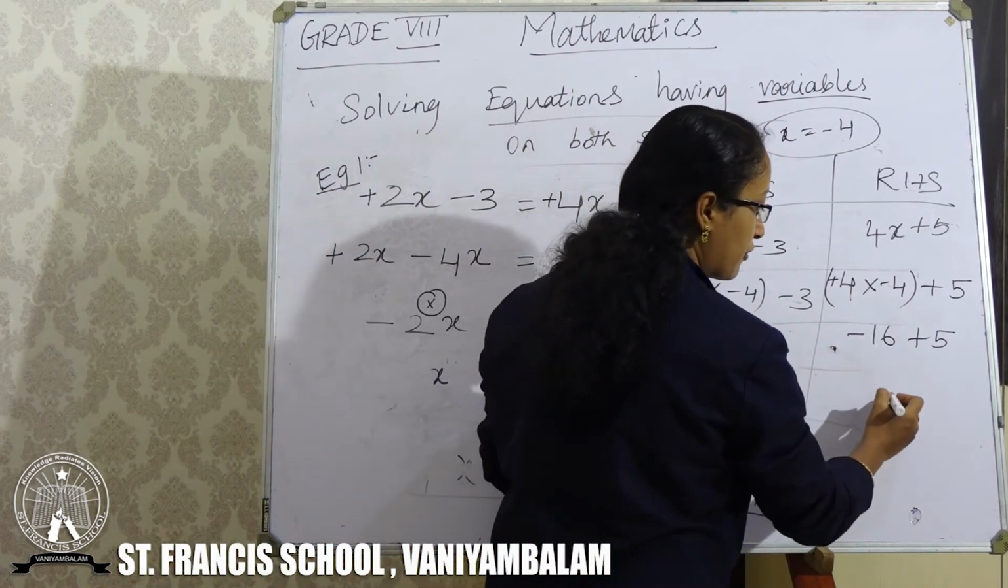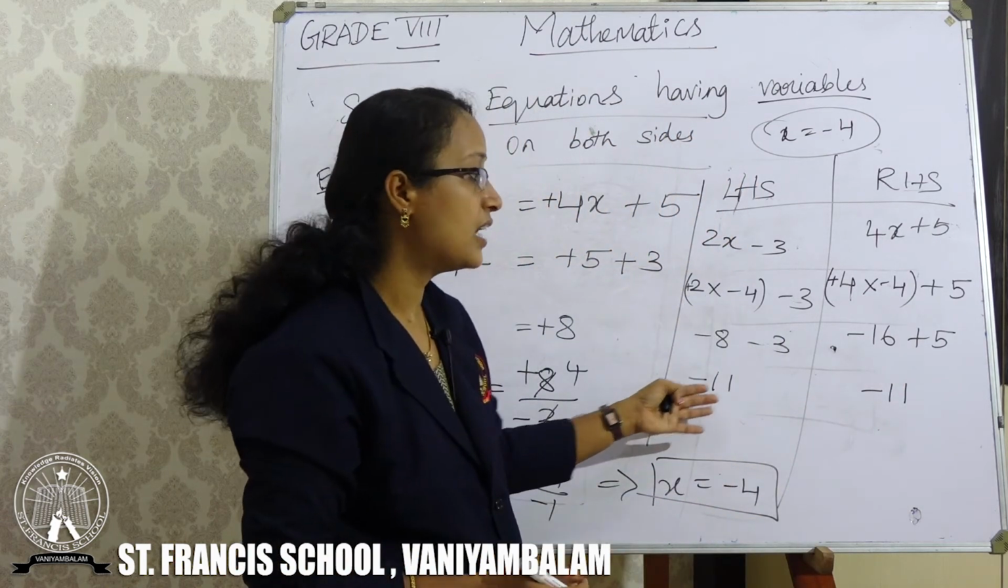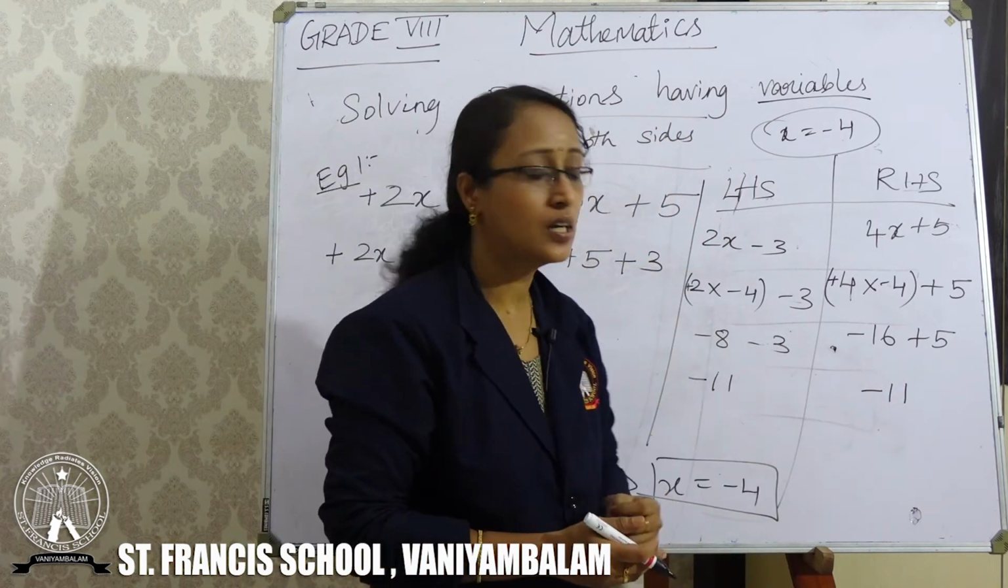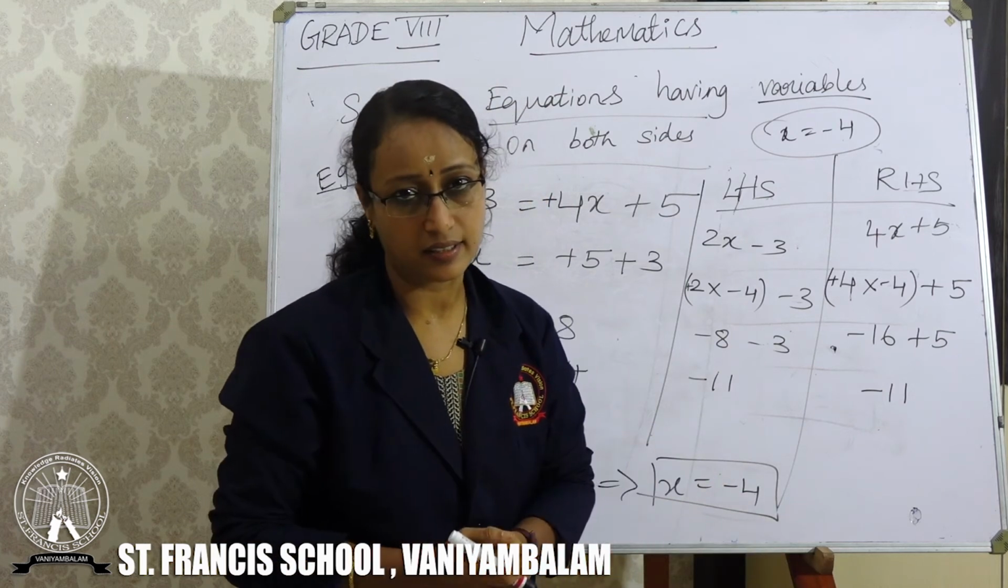So the symbols are different. Subtract it and put the greater number's symbol. You have LHS and RHS equal. So your solution, x is equal to minus 4, is a correct answer.